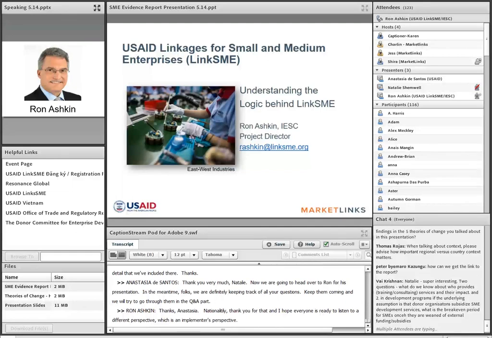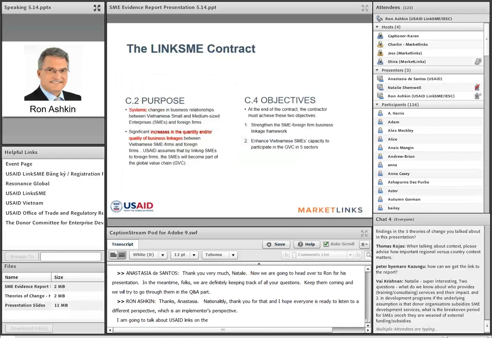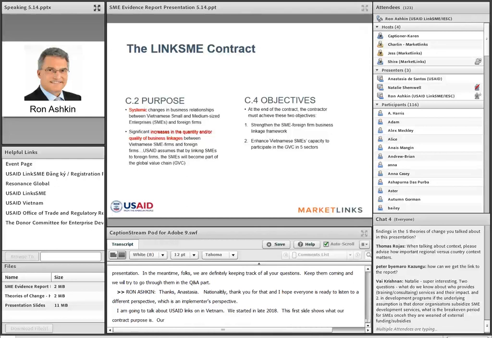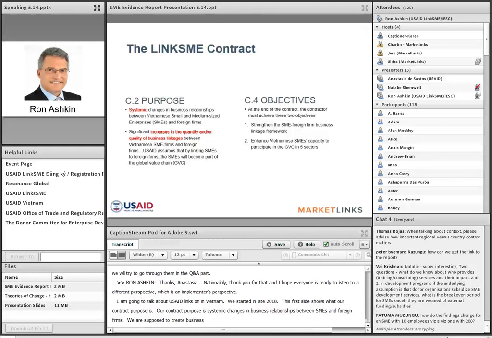So I'm going to talk about USAID's Linkages for Small and Medium Enterprises project, which is in Vietnam. We started in late 2018. This first slide just shows what our contract purpose is: systemic changes in business relationships between Vietnamese SMEs and foreign firms. And then we're supposed to create significant increases in business linkages. The theory of change assumes that by linking SMEs, they'll become part of global value chains.